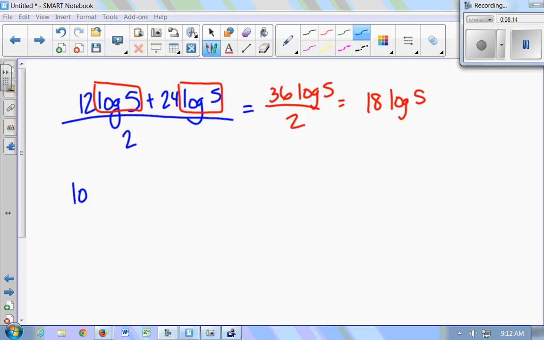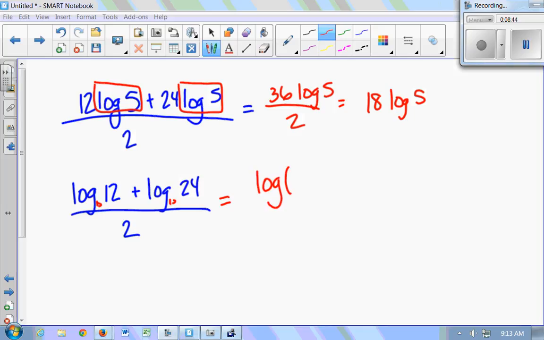Yeah, if you were taking log 12 plus log 24, okay, in this case, you can't divide the 2 into the 12 or the 24 because those are part of the log. You could use a property of logs that says, because these are the same base, right? They're both base 10, then I can take the 12 and multiply it by the 24.